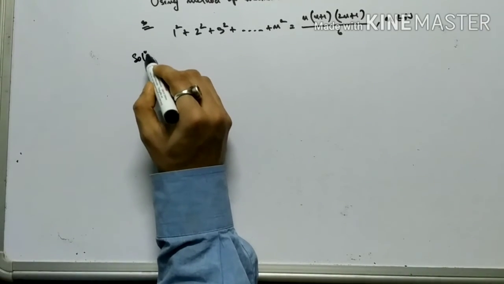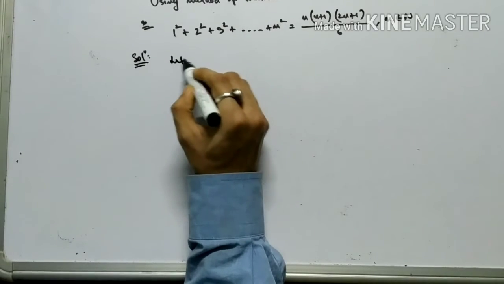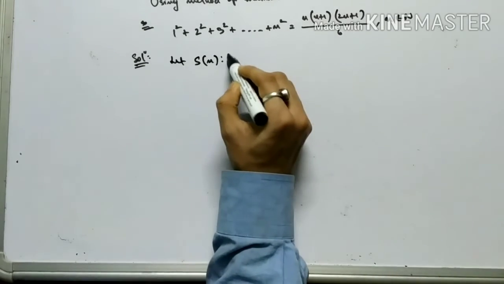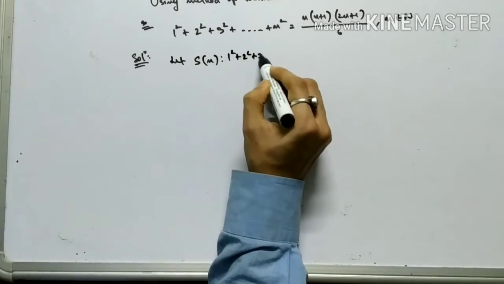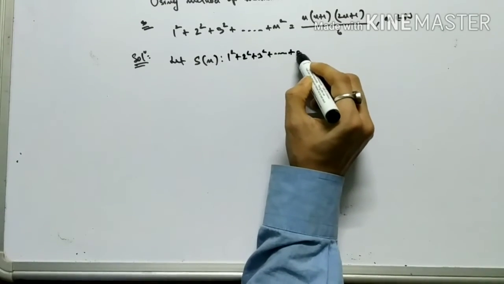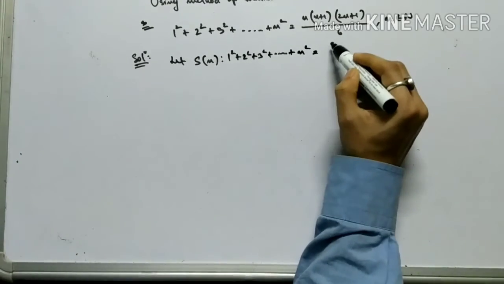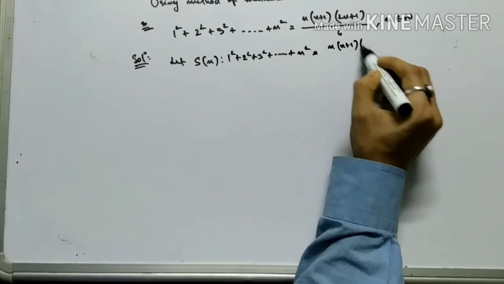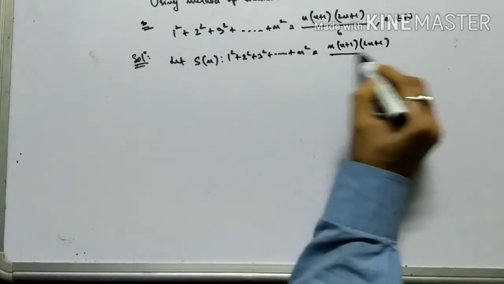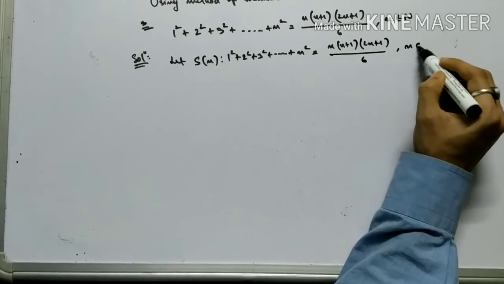So this is the solution. First of all, I will take Sn such that 1² + 2² + 3² + ... + n² = n(n+1)(2n+1)/6, n belongs to N.